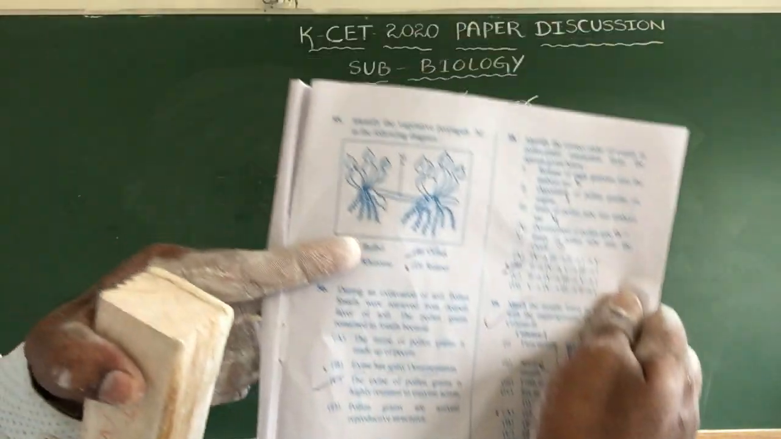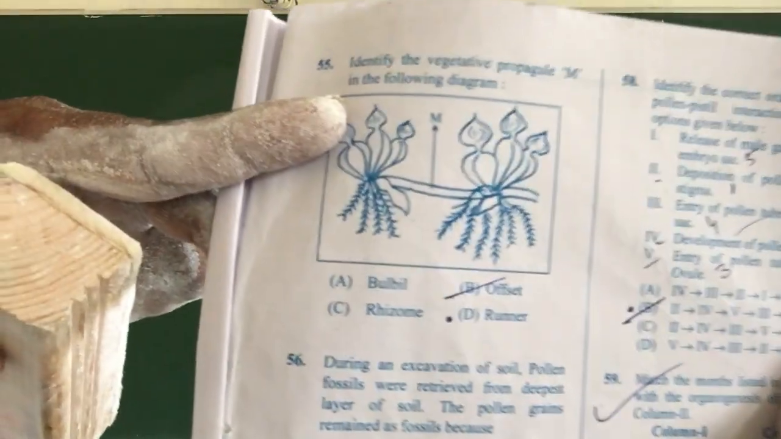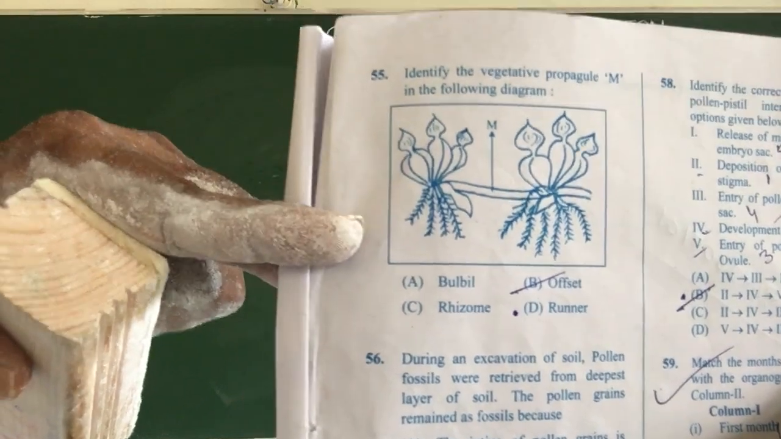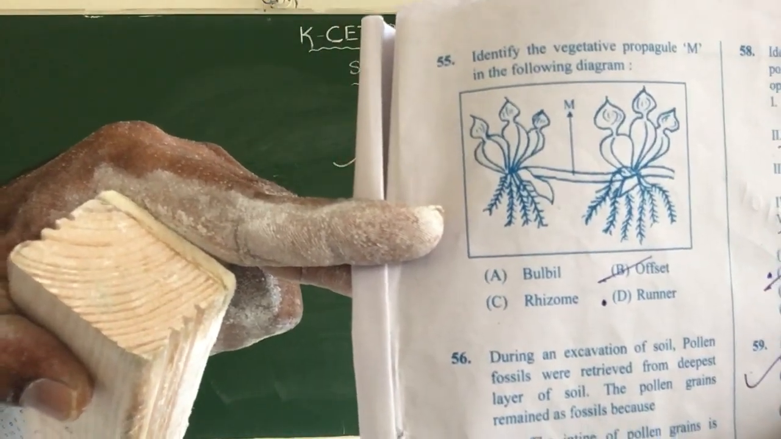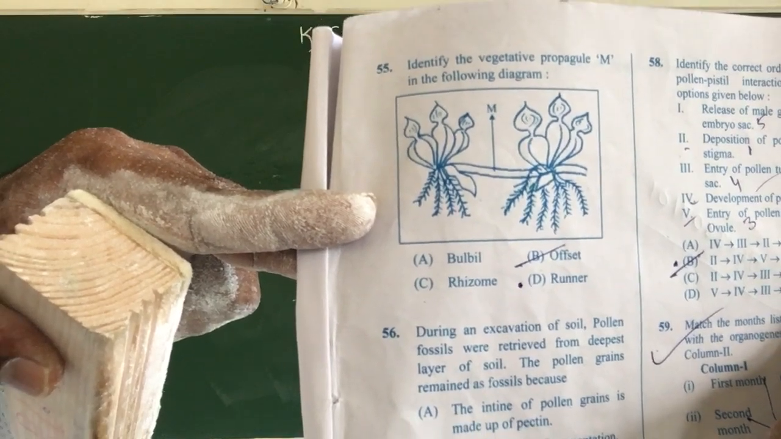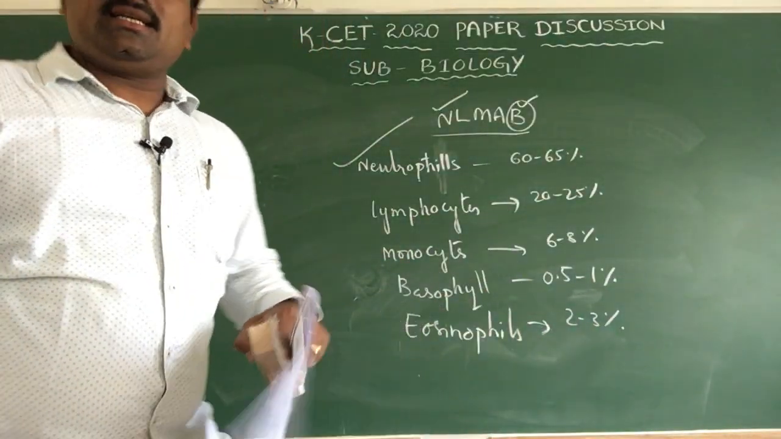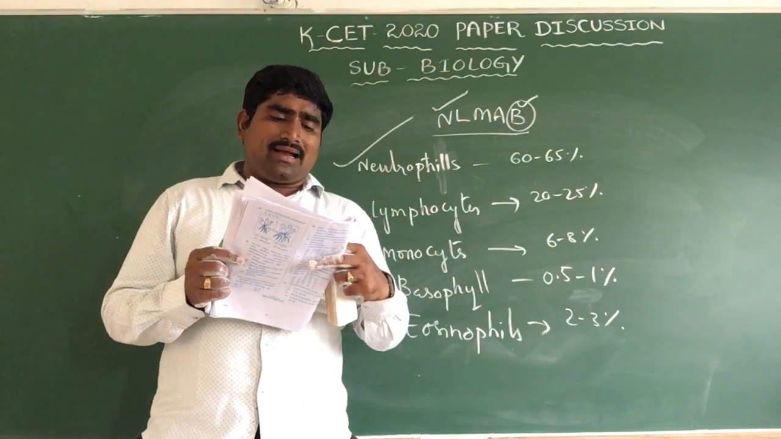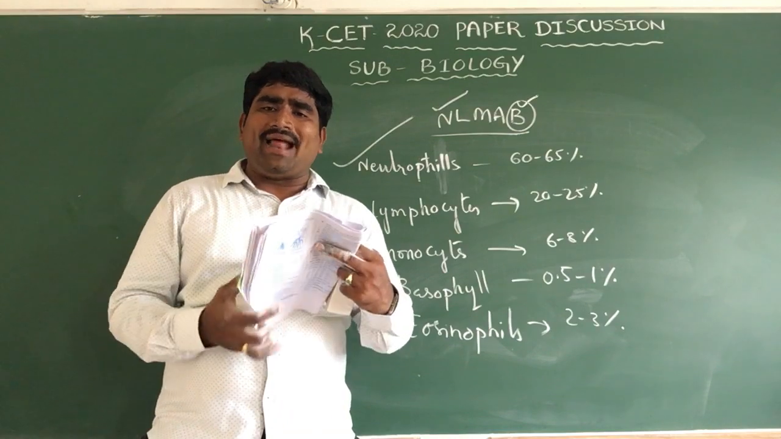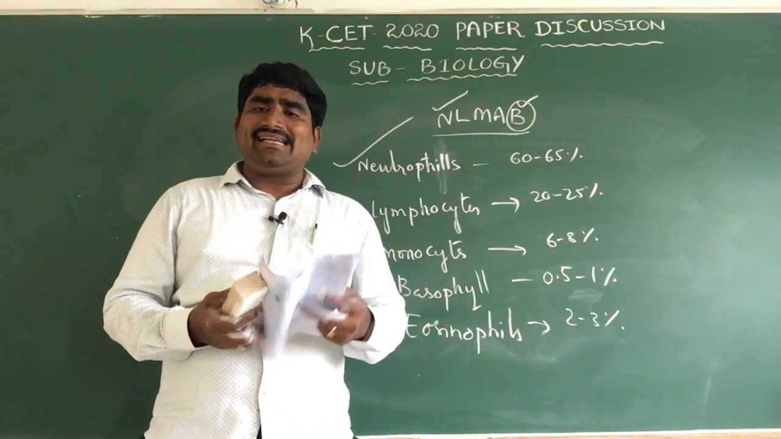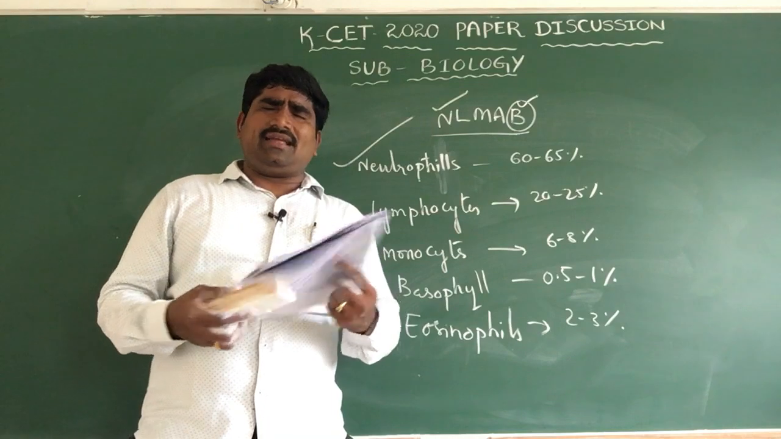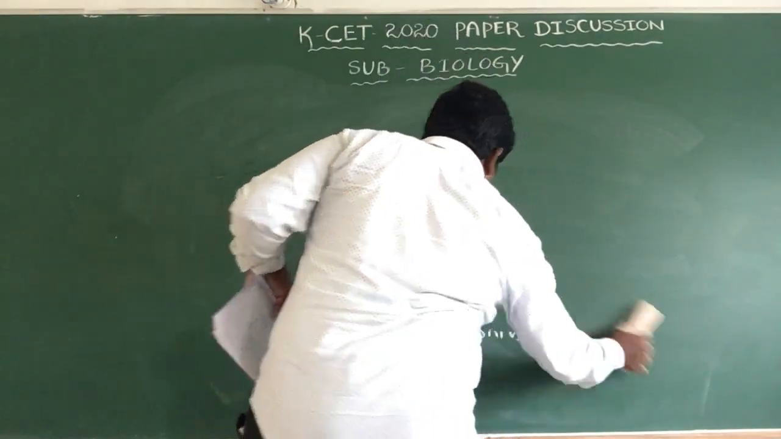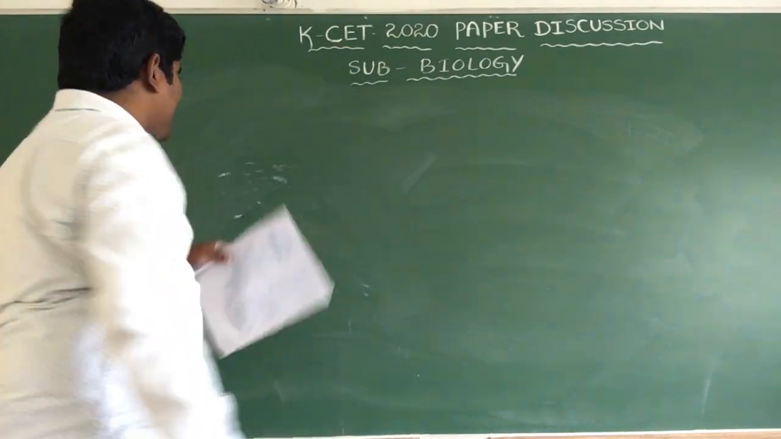Now you can see in this diagram that M is nothing but an offset. The diagram indicates this is Pistia. In Pistia, M contains offsets. Clear or not? M is the offset between two plants in the Pistia. So M indicates offsets, the vegetative reproductive propagules. The vegetative propagules, right. Next one is.